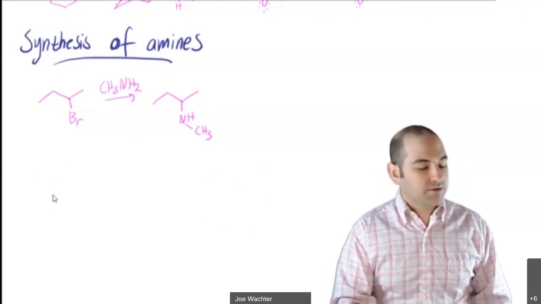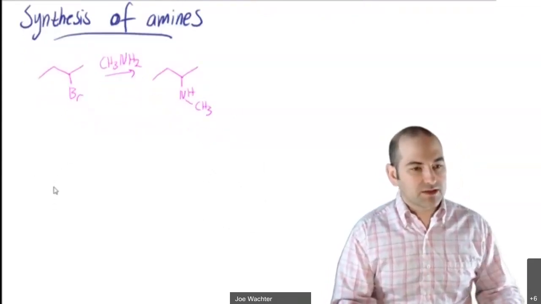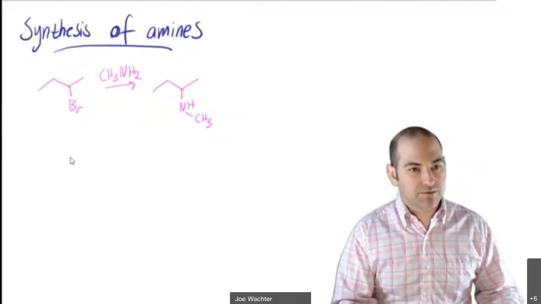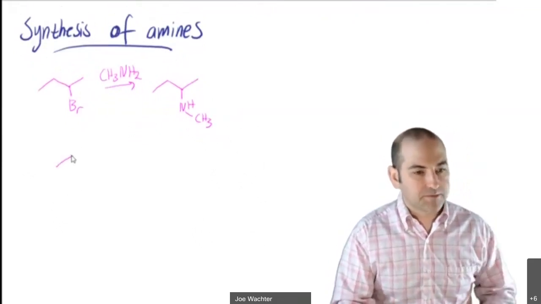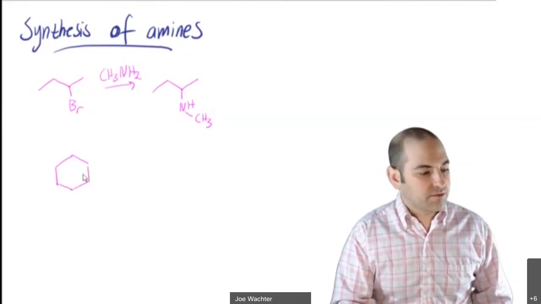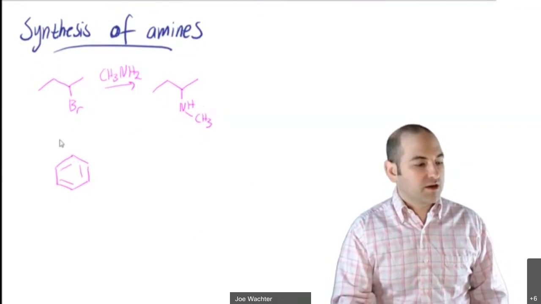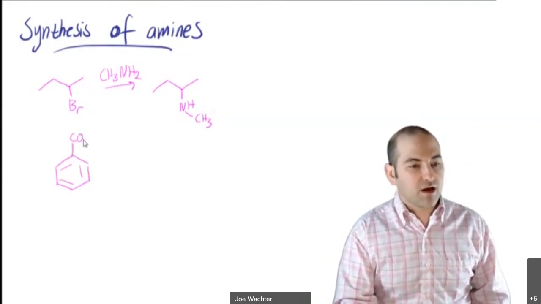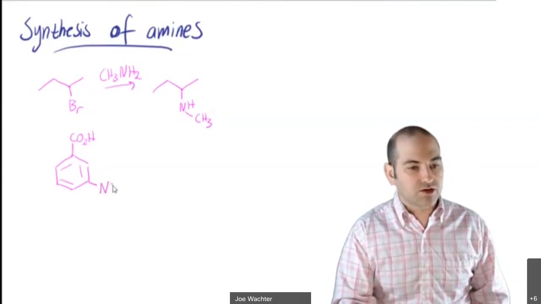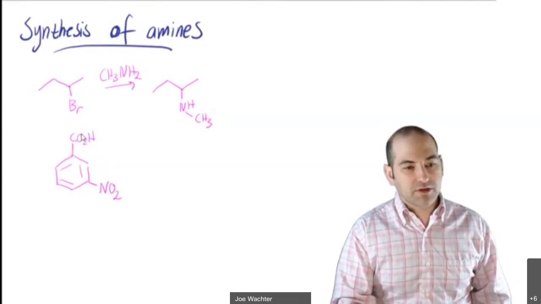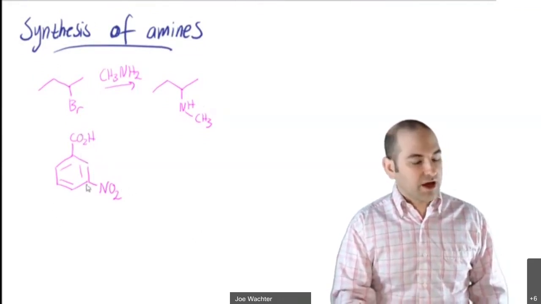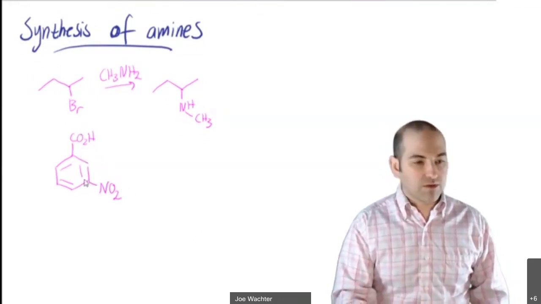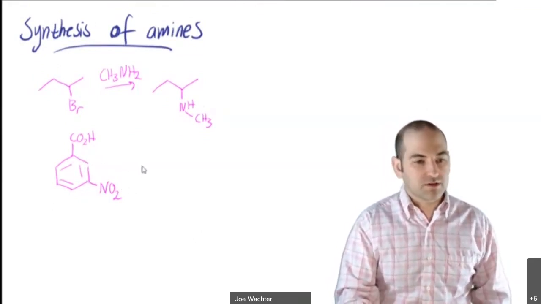The kind that we haven't looked at is anilines. So we used anilines in the last chapter, but we didn't really talk about how to make them. You can actually make them from nitrobenzenes. Remember, benzene can be nitrated fairly effectively because of the really strong nitro electrophile. So we could take something like this, like a 3-nitrobenzoic acid, or meta-nitrobenzoic acid.